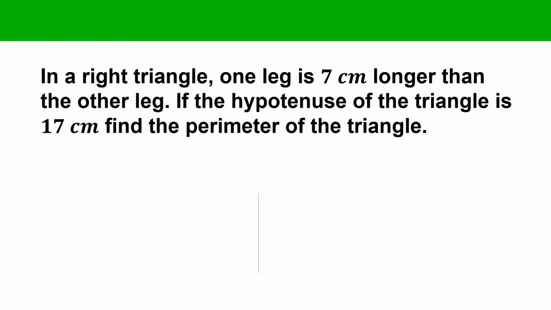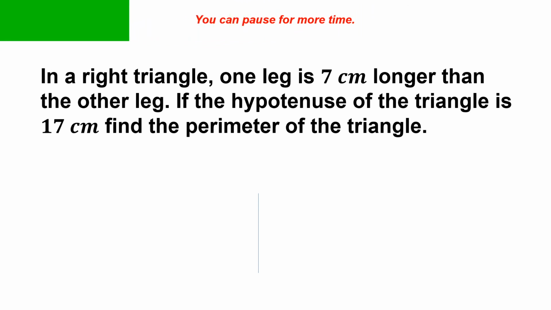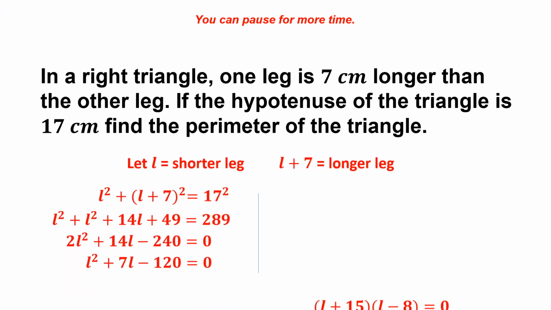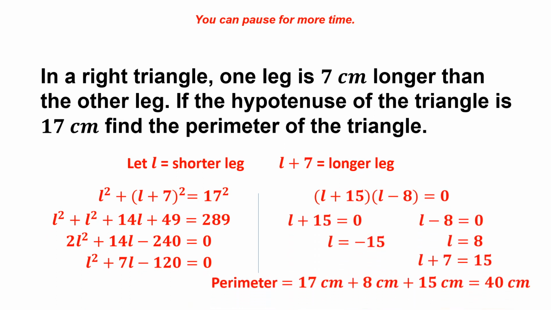In a right triangle, one leg is 7 centimeters longer than the other leg. If the hypotenuse of the triangle is 17 centimeters, find the perimeter of the triangle. Here's the suggested solution. Therefore, the perimeter is 40 centimeters.